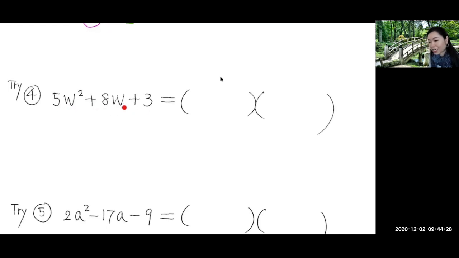Okay, so I would like to give you guys about 3 minutes to try this one, number 4. Can you guys try number 4? Okay, whoever gets it first gets the extra credit, okay?